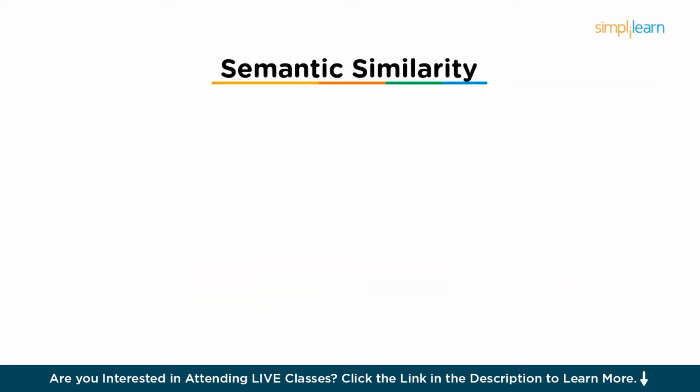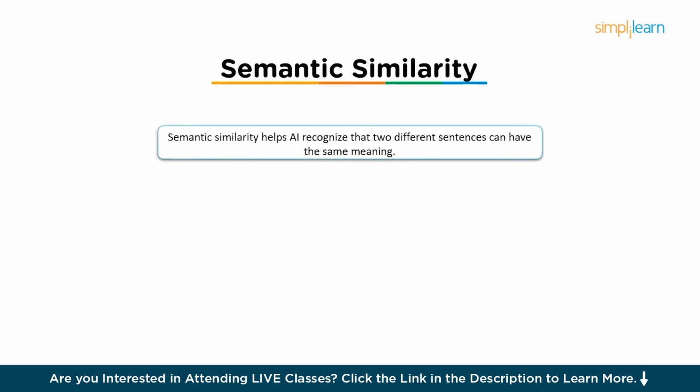Now moving on to semantic similarity. It is that AI that understands your meaning. Have you ever said something in a different way but meant the same thing? Semantic similarity helps AI recognize that two different sentences can have the same meaning.